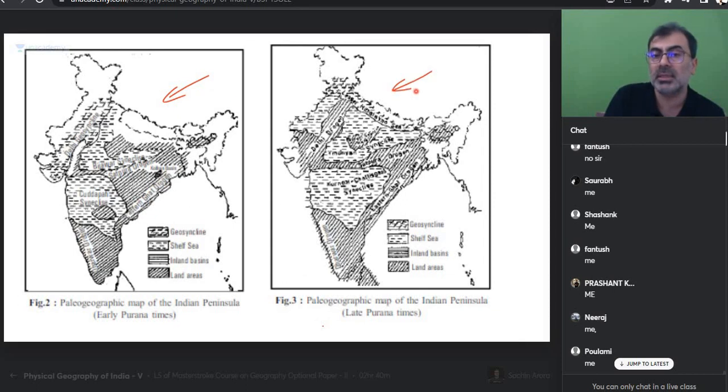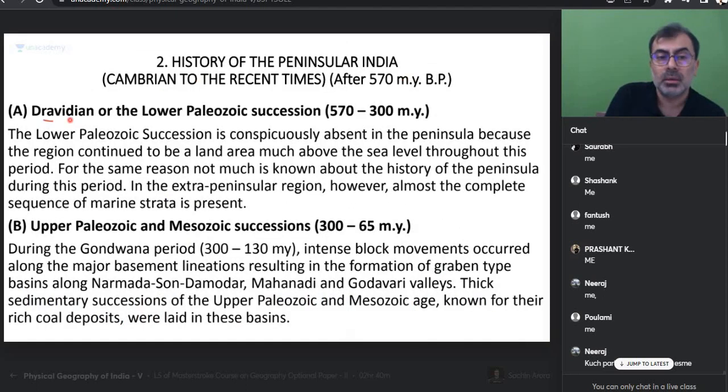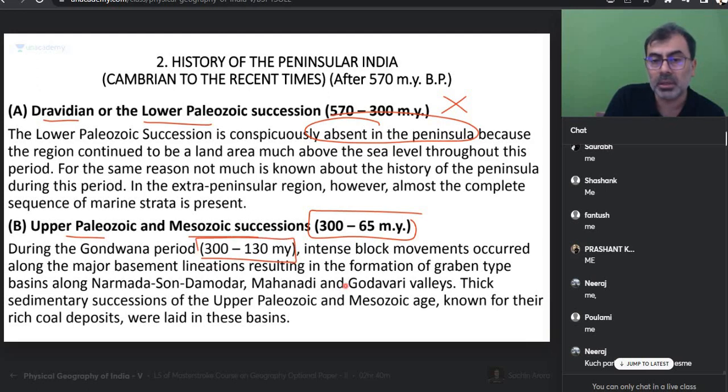This was the test in the beginning of the class. I don't know how many of you were able to even draw it. I cannot check, you know. Yes. Dravidian and lower Paleozoic: absent in Peninsula. I simply said cross it out. It was there yesterday too. Upper Paleozoic, Mesozoic, 300 to 65, 300 to 130. What happened? Formation of graben. What is a graben? It is a fault. I made you write it, everything.